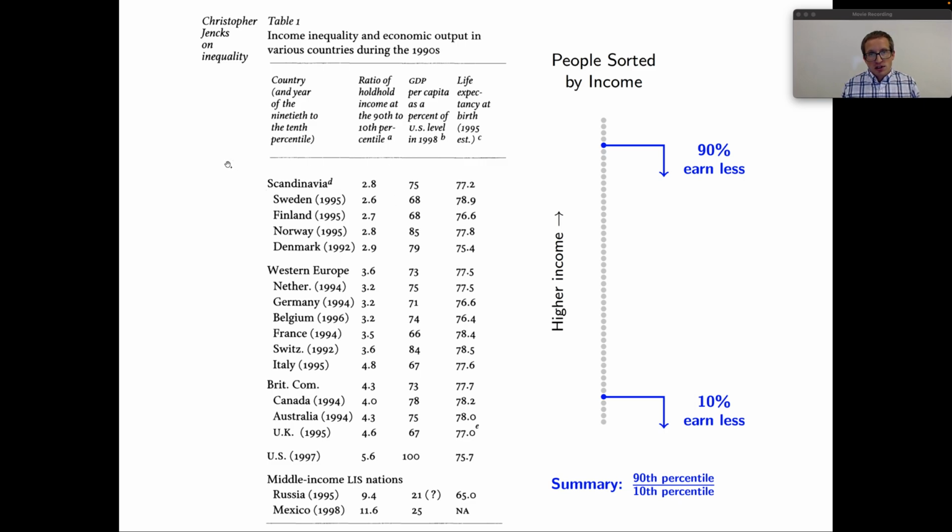And some have argued that the high level of inequality in the US and the high level of economic growth in the US go hand in hand. But Jenks suggests that there are other reasons for the high level of GDP in the US, and he also points out that when you remove the US from this equation, it's not clear across countries that high levels of inequality are related to high levels of economic growth.